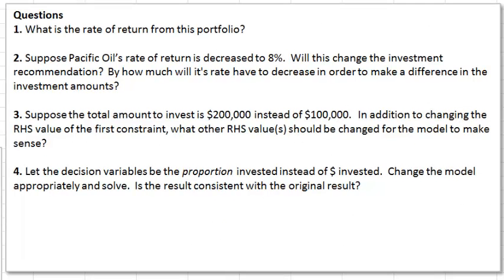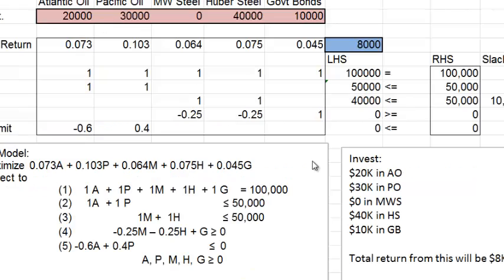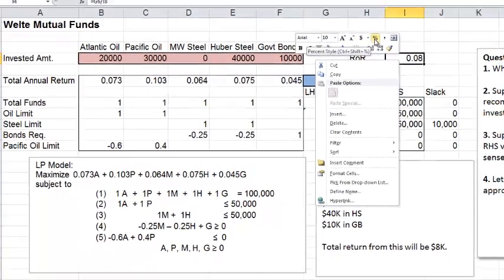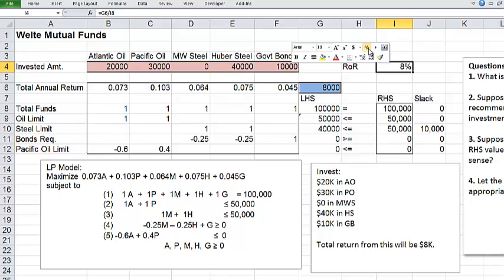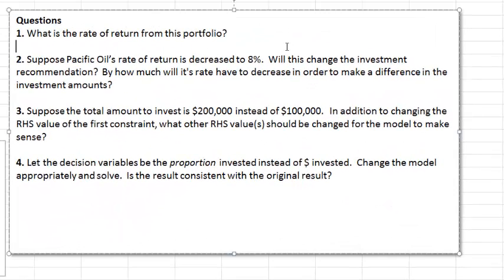Now we'll answer some questions based on the results we just obtained. First question, what is the rate of return from this portfolio? We know that the dollar return is $8,000, and that's out of investing $100,000. So we would say the rate of return is $8,000 divided by $100,000. So 0.08, or in percent, 8%. So that's the answer here, 8%.